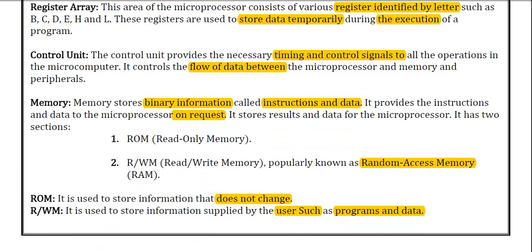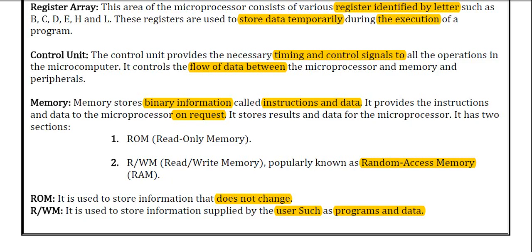Now the memory section. The memory stores the binary information which is called instructions and data. It provides the instructions and the data to the microprocessor on request. If the microprocessor generates a request, then the memory will send the data to it. It also stores results and data from the microprocessor.